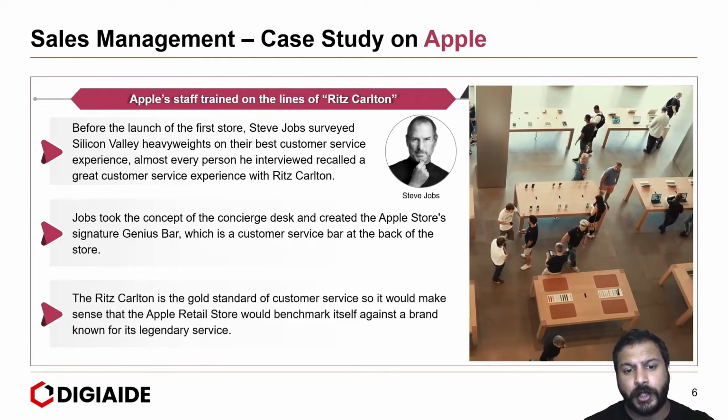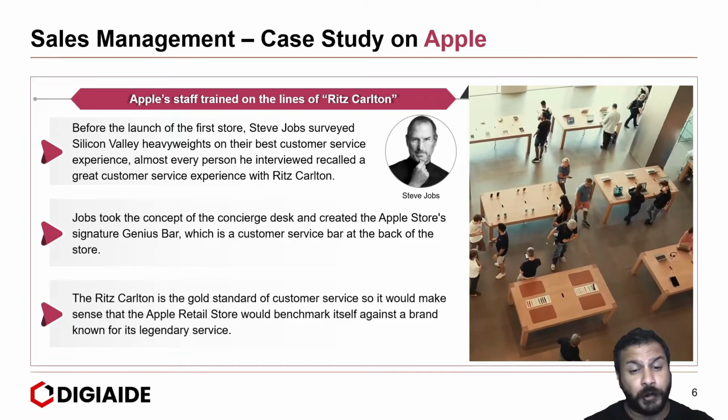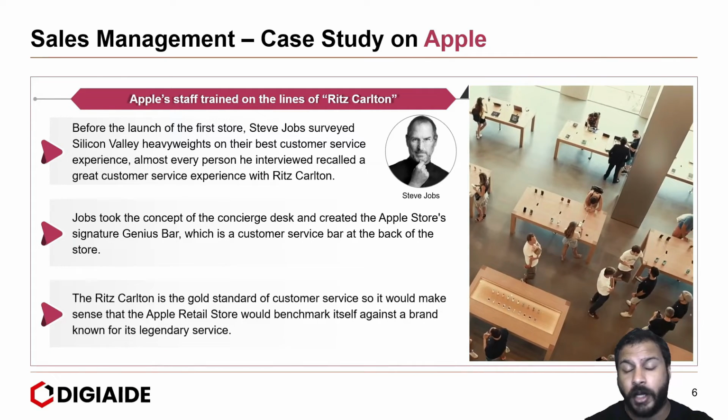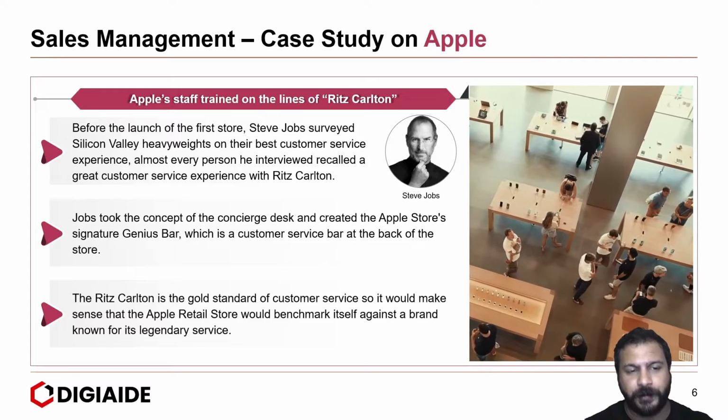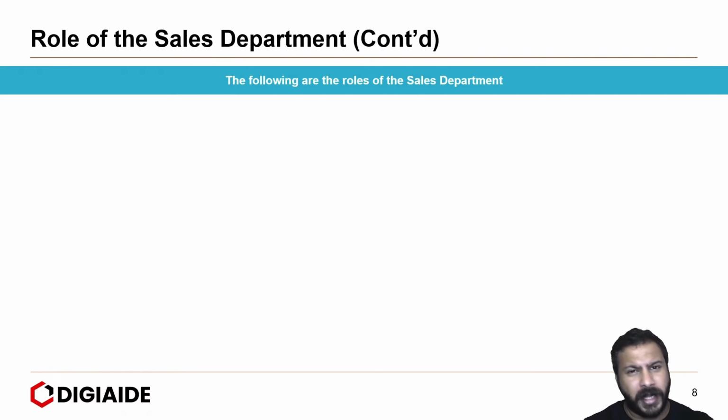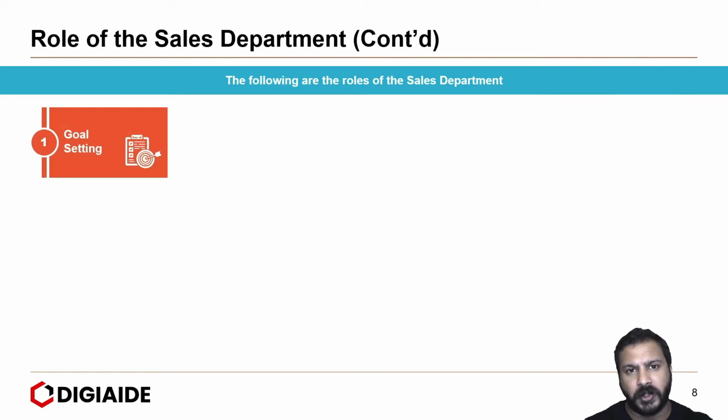The Ritz Carlton is a gold standard of customer service, so it would make sense that the Apple retail store would benchmark itself against a brand known for its legendary service. Moving on to the role of sales department. Breaking it down further. These are the following roles, starting with the first one, goal setting.